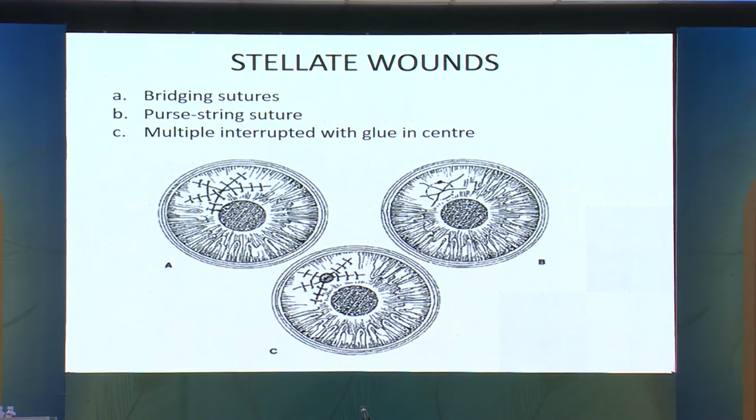The chances are that we come across stellate wounds where there is a certain amount of tissue loss, and we might need to put some bridging sutures. A purse string suture might be required in this case, as seen in this image, and there might be a need for a combination of both bridging sutures and the purse string suture. Even after that, if the gaping is still there, we need to apply cyanoacrylate glue along with a bandage contact lens at the end of the procedure.